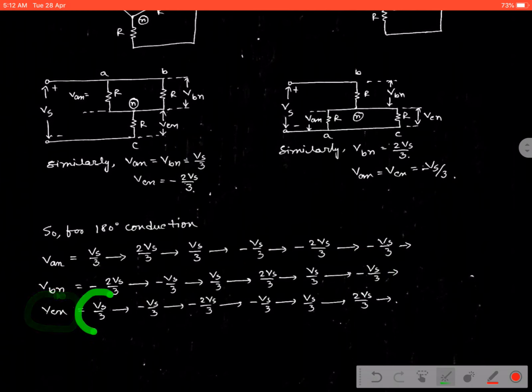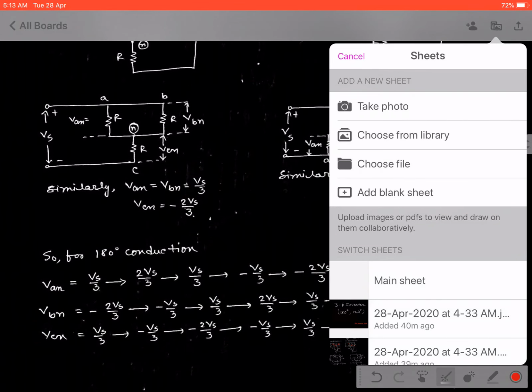In the first mode of operation, the result was Vs by 3, next minus Vs by 3, in this case minus 2 Vs by 3, then minus Vs by 3, right, then the next step will be Vs by 3 and 2 Vs by 3. So this is the pattern of the voltage which will help us to make the waveform. Okay, so we can go through the waveform next.